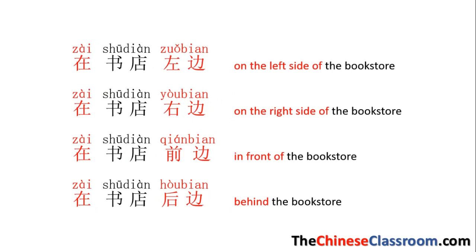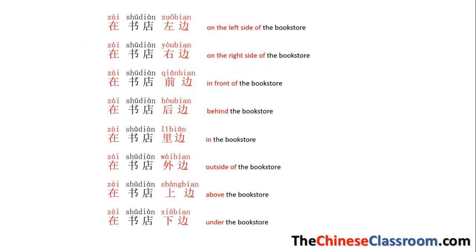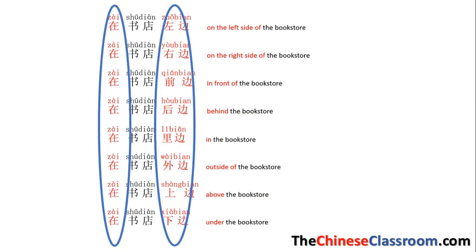More examples. 在书店左边, on the left side of the bookshop. 在书店右边, 右 is right, so on the right side of the bookshop. 在书店前边, 前 is front, so in the front of the bookshop. 在书店后边, 后 is back, so behind the bookshop. You can find something interesting.